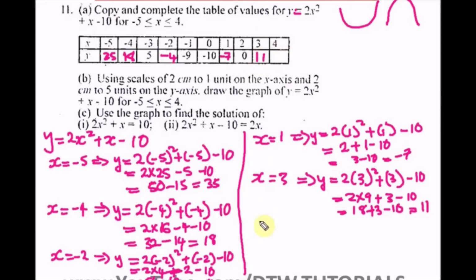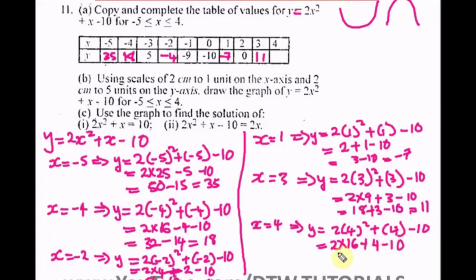So when x is 3, our y is 11. So our final one to look for is x equal to what? 4. Okay, so we have y is equal to 2 bracket 4 squared plus bracket 4, then minus 10. Okay, so here we have 4 squared, that's 16. So 2 times 16 plus 4 minus 10. What's 2 times 16? That will give us 32 plus 4 minus 10. And what's 32 plus 4? That will give us 36. And what's 36 minus 10? That will give us 26. So we have 26 here.